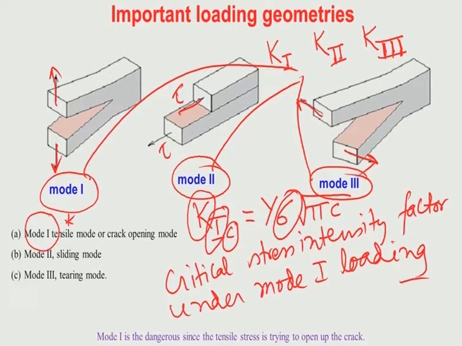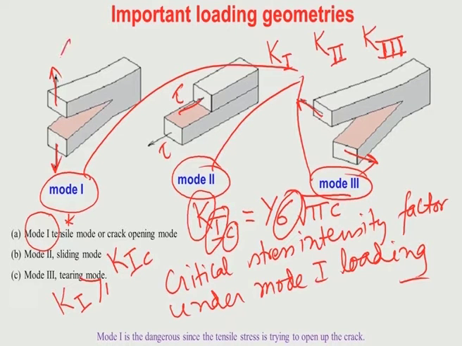And then the criticality condition essentially means that when the external K1 value is equal to or greater than K1C, then the material fails. K1C is an intrinsic property of a material; every material has these fracture toughness values, which are independent of the testing conditions. So, that is the critical stress intensity factor.